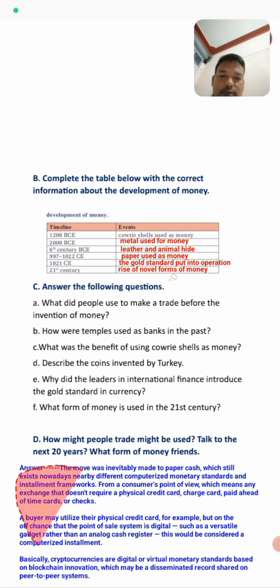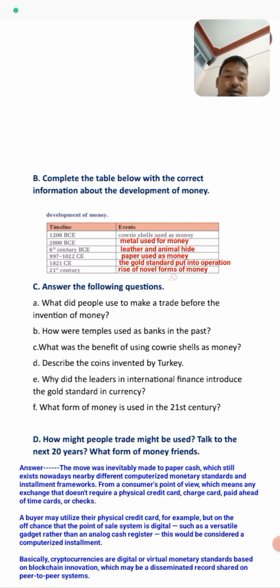Here is the answer, students. The move was eventually made to paper cash, which still exists nowadays alongside different digital money, monetary standards, and payment frameworks. From a consumer point of view, this means any exchange that doesn't require a physical credit card, charge card, prepaid card, or checks. A buyer may use their physical credit card, for example, but if the point of sale system is digital, such as mobile devices rather than an analog cash register, this would be considered a digital instrument.